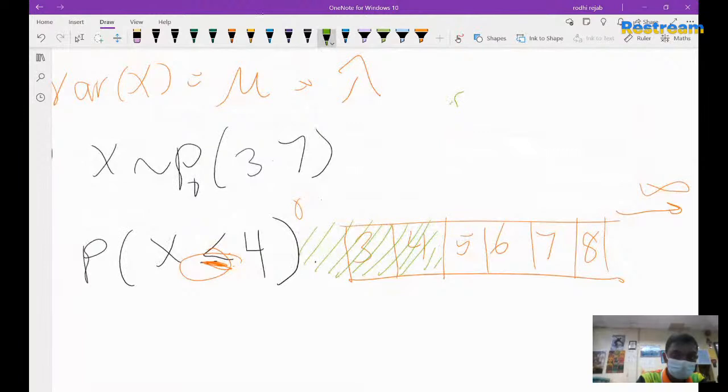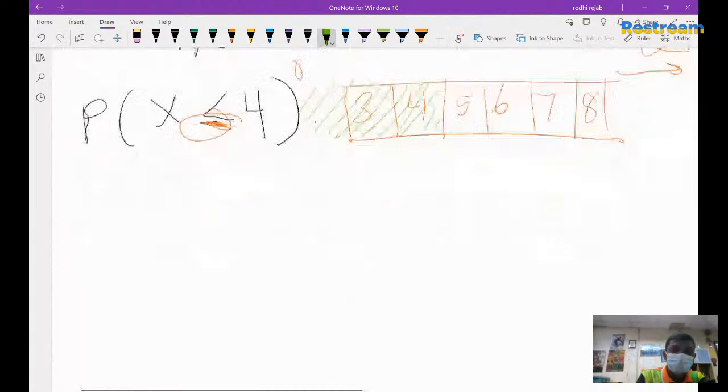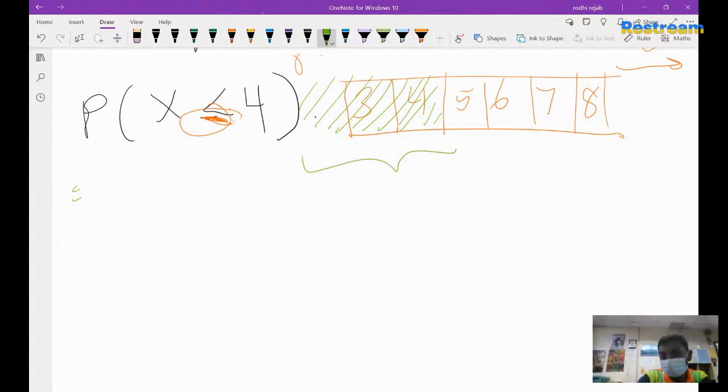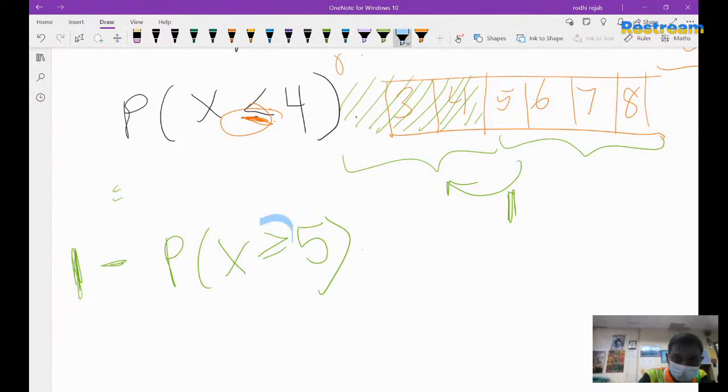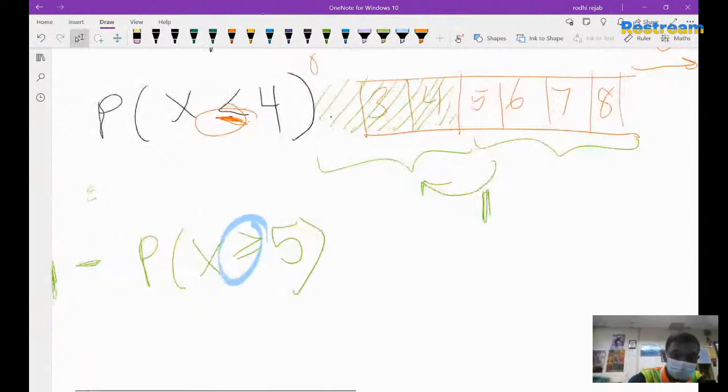So we can safely say that for us to get this value, the summation of this we can agree is equals to 1, right? So we can say that 1 minus this value will get us this value, right? So this would be 1 minus P of x more or equals to 5. And note that 5 is included over here. You can't miss out 5 because 5 is not included in this expression.